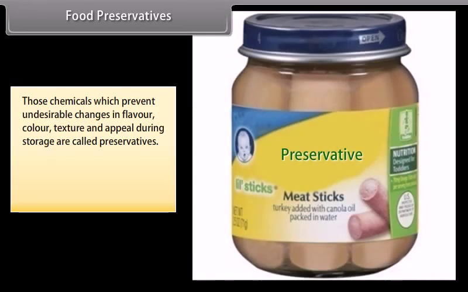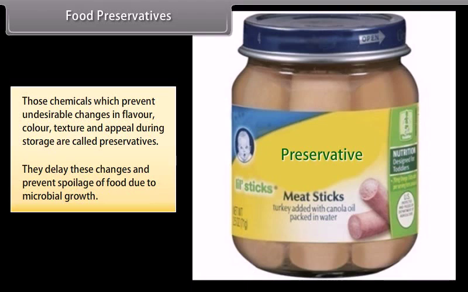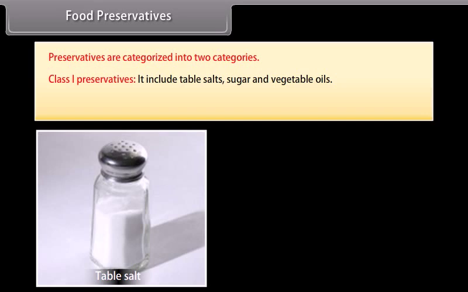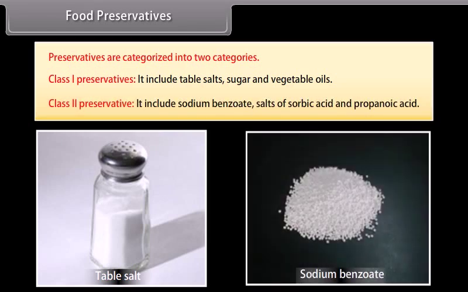Food preservatives. Those chemicals which prevent undesirable changes in flavor, color, texture and appeal during storage are called preservatives. They delay these changes and prevent spoilage of food due to microbial growth. Preservatives are categorized into two categories. Class 1 preservatives include table salt, sugar, and vegetable oils. Class 2 preservatives include sodium benzoate, and salts of sorbic acid and propanoic acid.